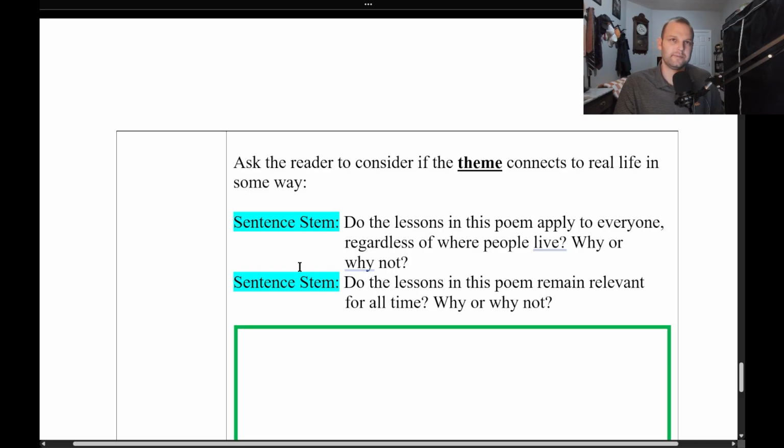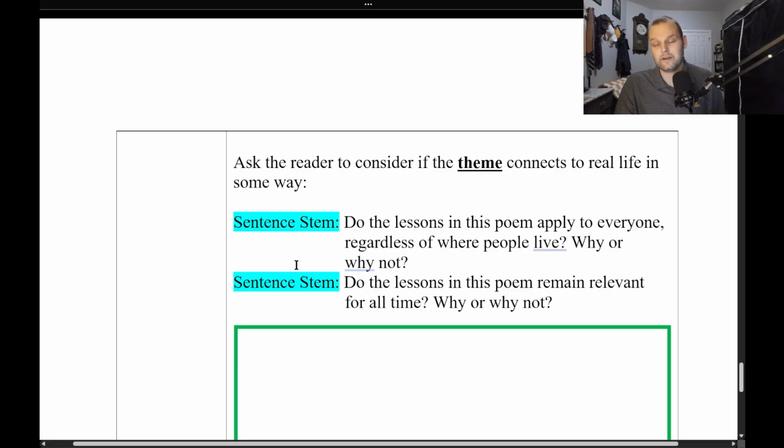Make sure that you're speaking in third person, formal. Don't use I, me, we. Use he, she, they, them. Third person formal. Just some ideas on how you could end your essay.